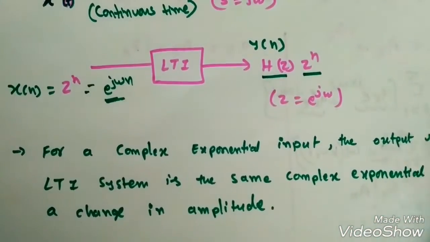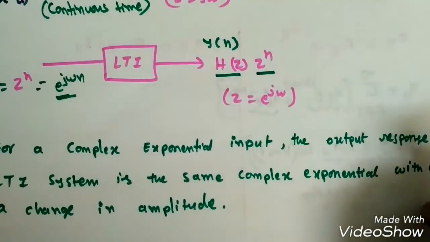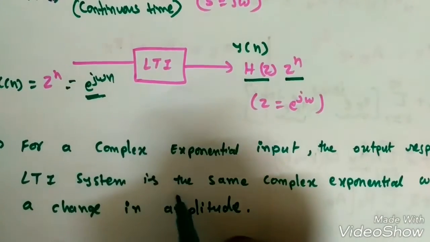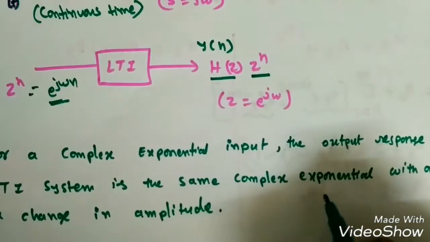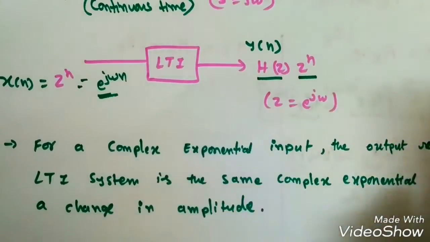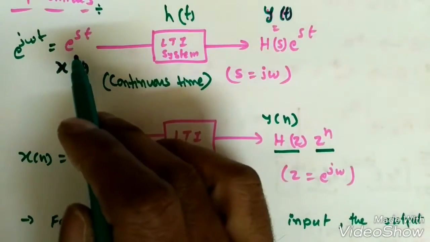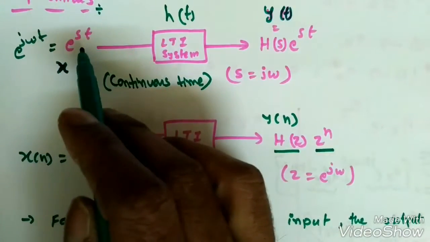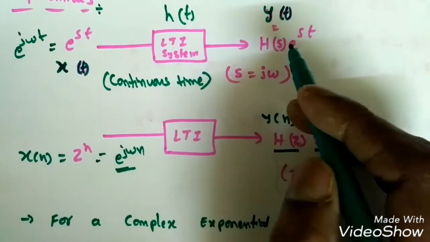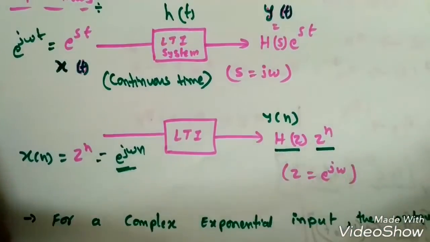Now we'll see this statement. For a complex exponential input, the output response of an LTI system is the same complex exponential with only a change in amplitude. Now we'll see the proof of this: how, if I apply a complex exponential, we get the same complex exponential with some amplitude change. That we'll see in the proof.